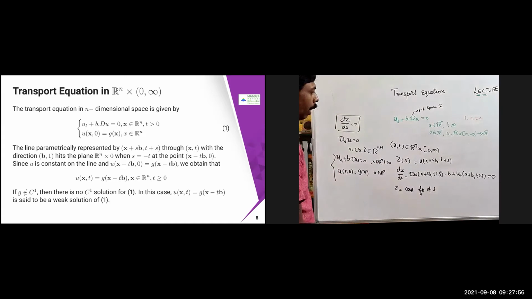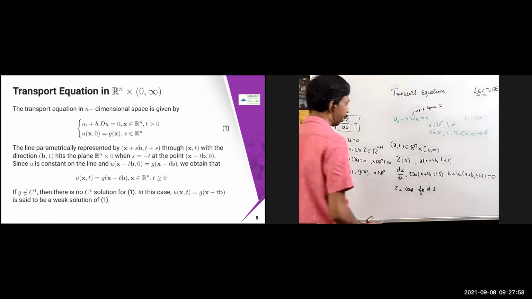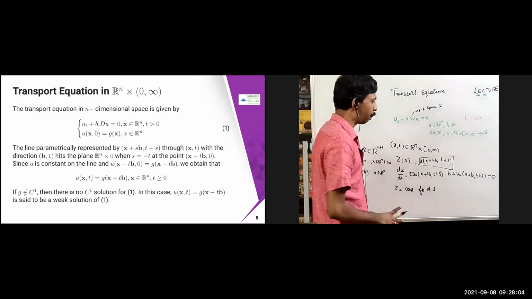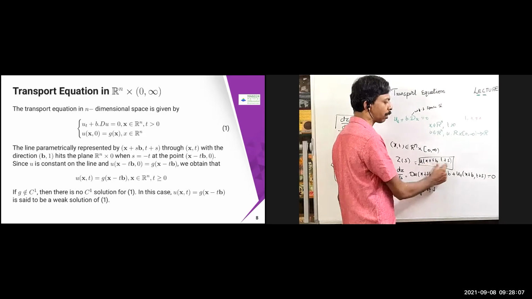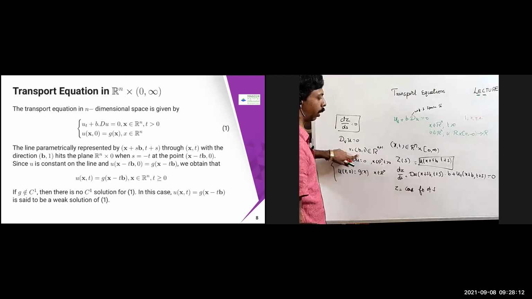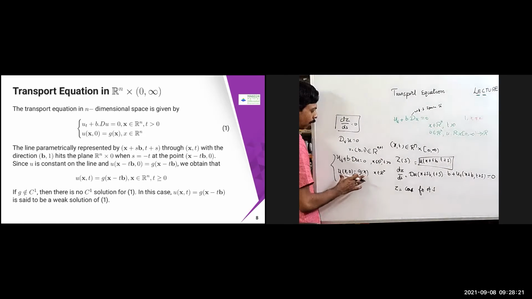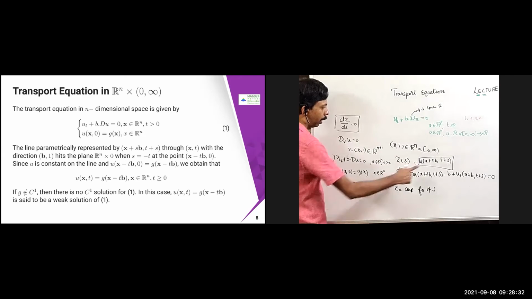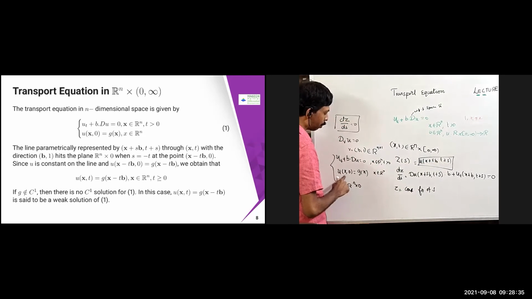Now, the parametric equation we have already described using z equal to u(x + sb, t + s). That means the line can be represented parametrically using x + sb and t + s, through the point (x, t) with the direction (b, 1). So now, when it hits the plane R^n cross 0, that is the initial condition, when you put s equal to minus t, this automatically becomes u(x, 0).